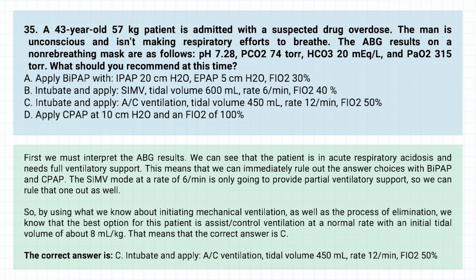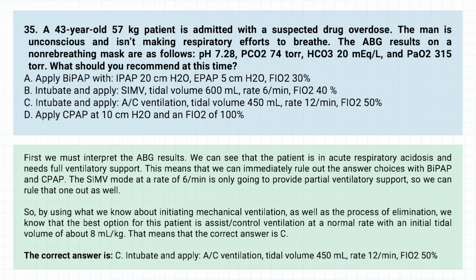Intubate and apply assist control ventilation with a tidal volume of 450 milliliters, a rate of 12 breaths per minute, and an FiO2 of 50%. First, we must interpret the ABG results. We can see that the patient is in acute respiratory acidosis and needs full ventilatory support. This means that we can immediately rule out the answer choices with BiPAP and CPAP. The SIMV mode at a rate of 6 breaths per minute is only going to provide partial ventilatory support, so we can rule that one out as well.